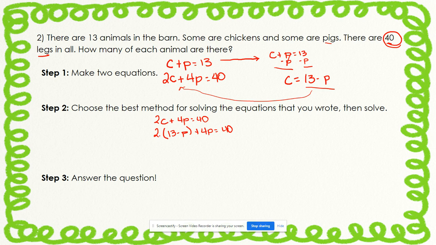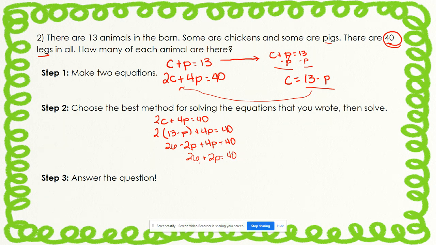I'm going to distribute my 2. 2 times 13 is 26. 2 times negative P is negative 2P. And then the rest of my equation is plus 4P equals 40. I'm going to combine my like terms, negative 2P plus positive 4P, and that's positive 2P. So I have 26 plus 2P equals 40.